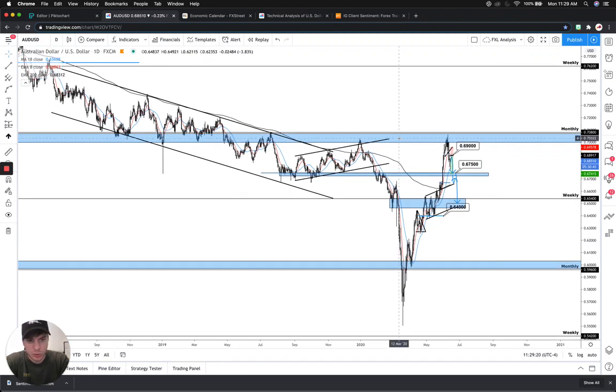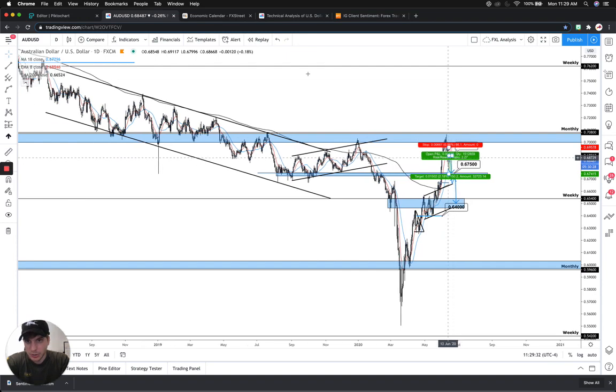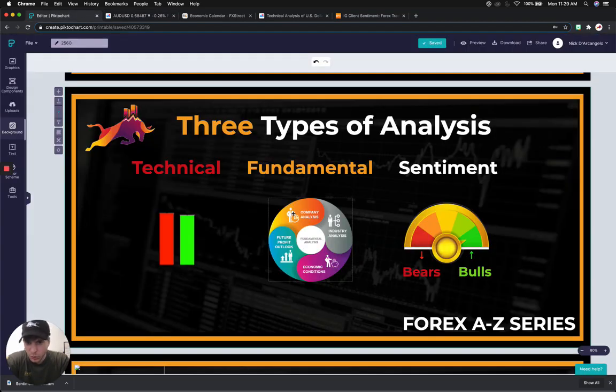Very patient. We're just waiting for these confirmations and looking for a continuation of an overall established trend. So very bearish in here. We're looking for shorts. We caught a few last week, and that's just how we do it. So quick recap, guys: 3 different types of analysis: technical, fundamental, sentiment.